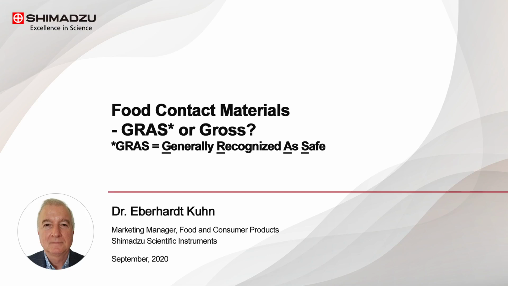I will be talking about food contact materials. Are they GRAS or are they GROS? The acronym GRAS, G-R-A-S, is often used in the food industry to indicate foods that are generally recognized as safe. G-R-A-S, GRAS, generally recognized as safe.